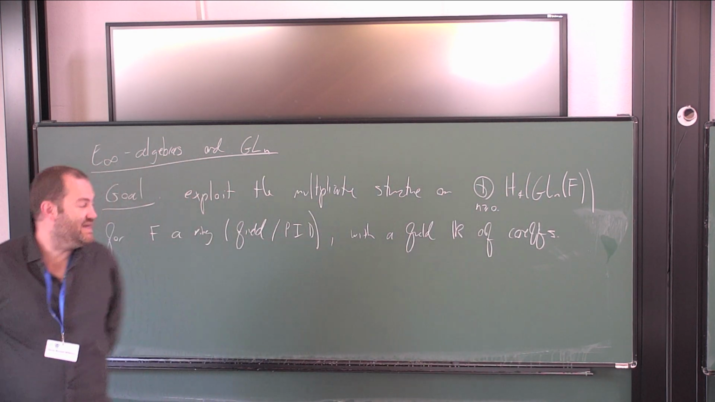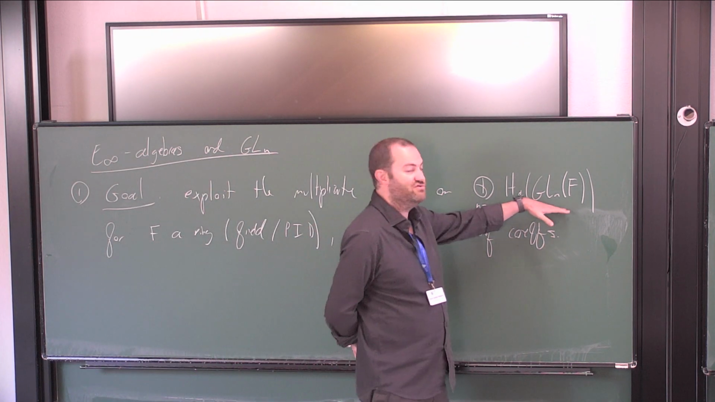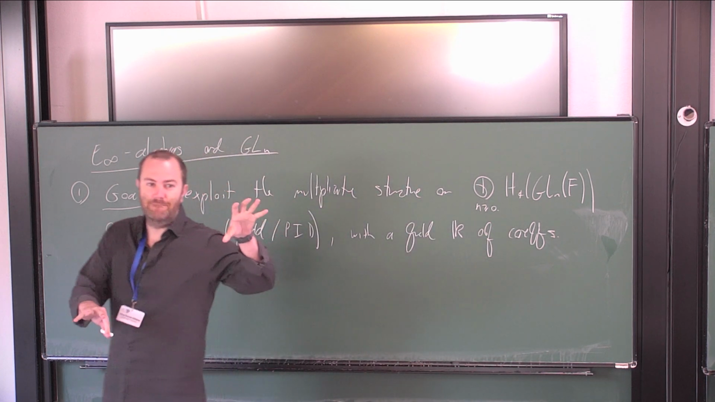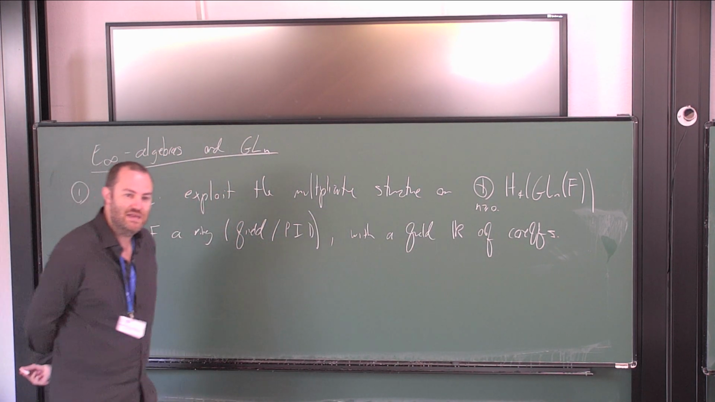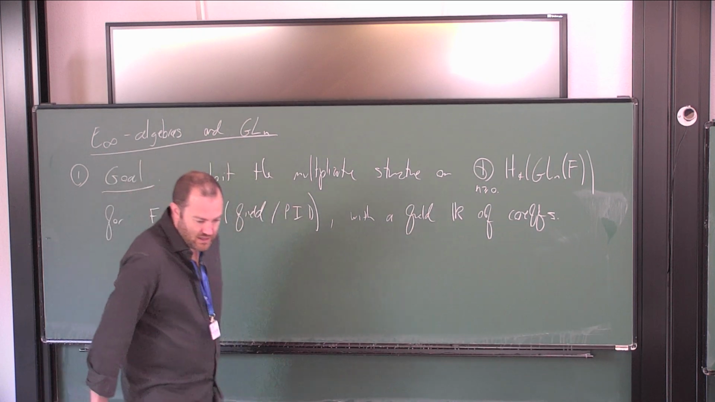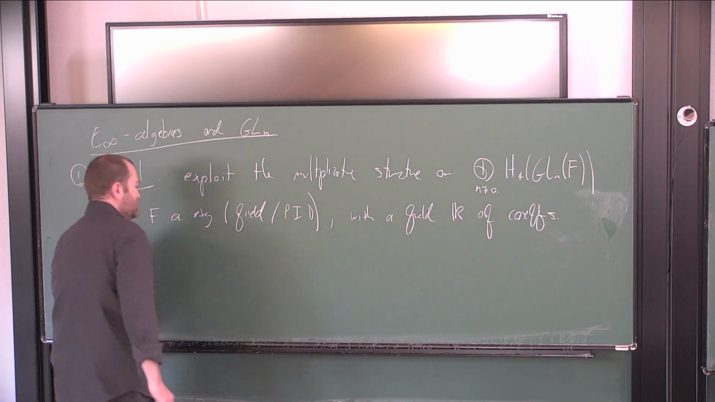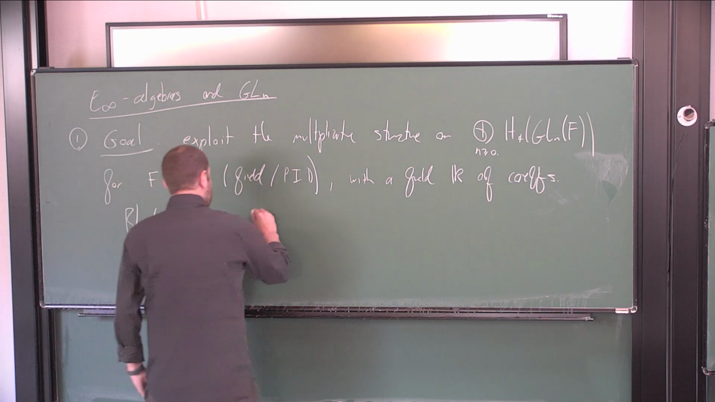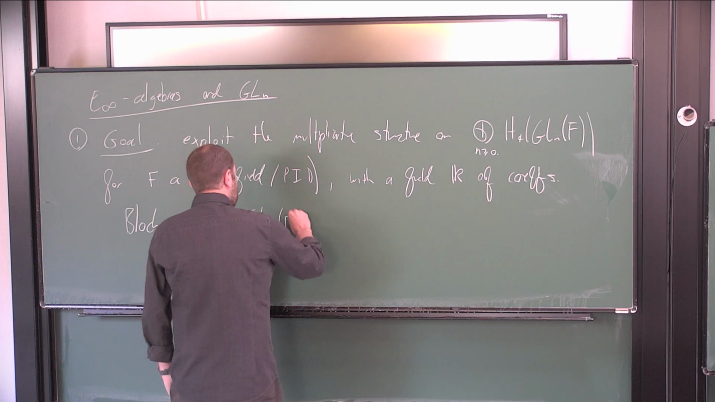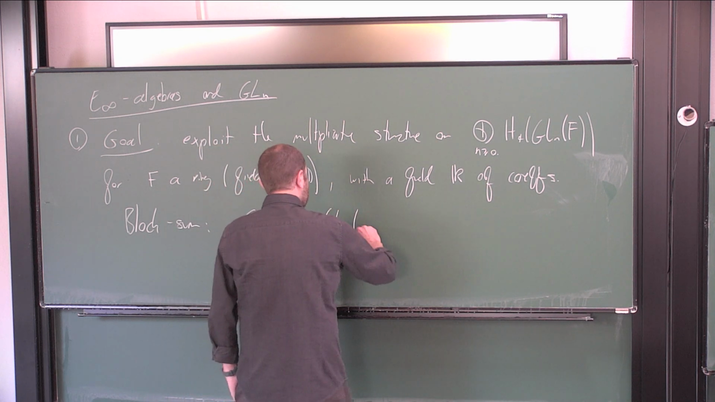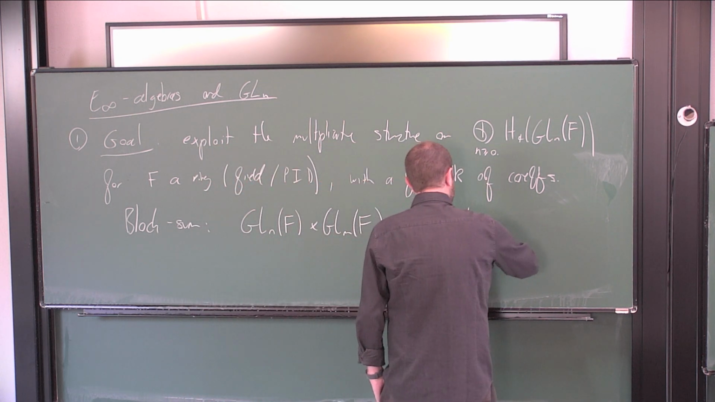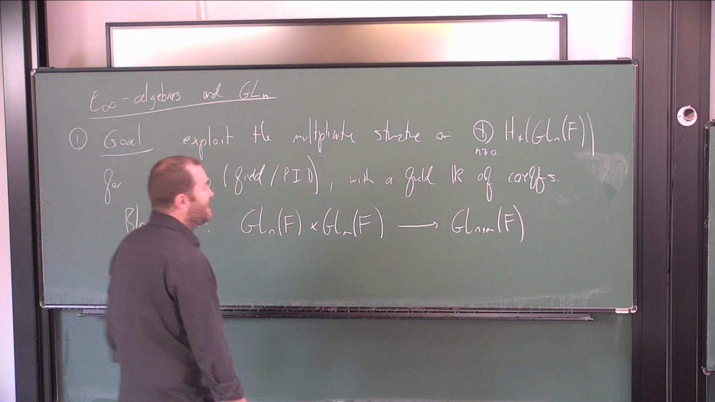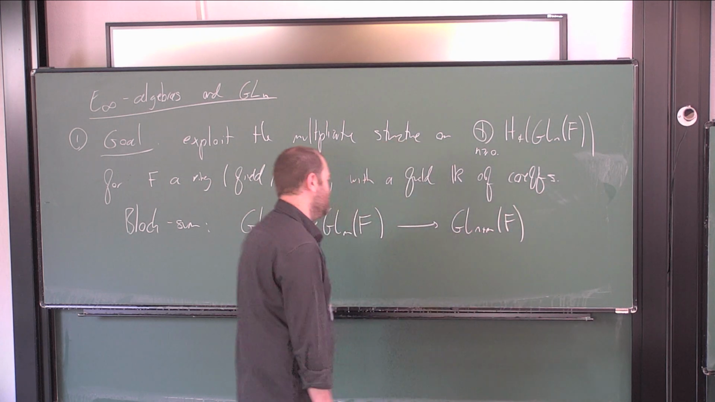And what does multiplicative mean? It refers to the fact that when we do all general linear groups at once, we can take block sum of matrices. You can take an n by n matrix and an m by m matrix. You can take their block sum, and you get an n plus m squared matrix. So let me start with that. So block sum gives homomorphisms GL_n(F) × GL_m(F) to GL_{n+m}(F). And this endows the collection of all the homology groups with a multiplication.